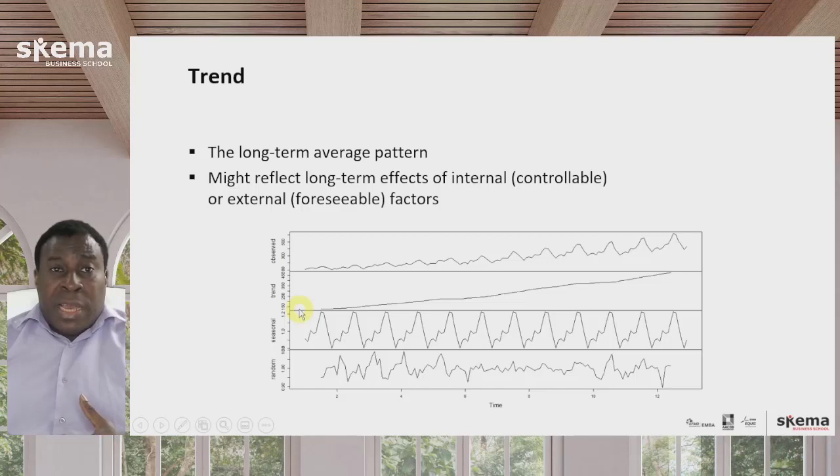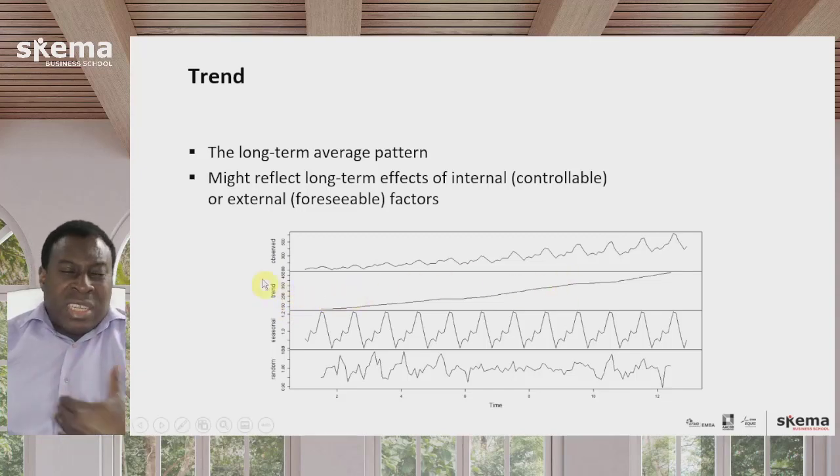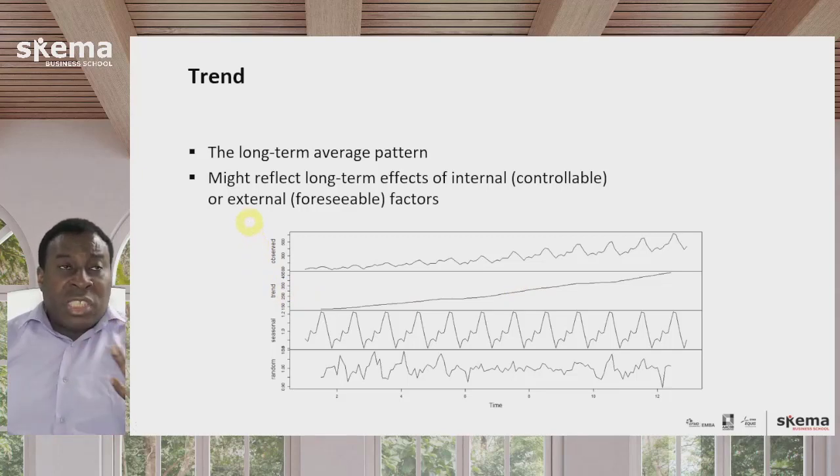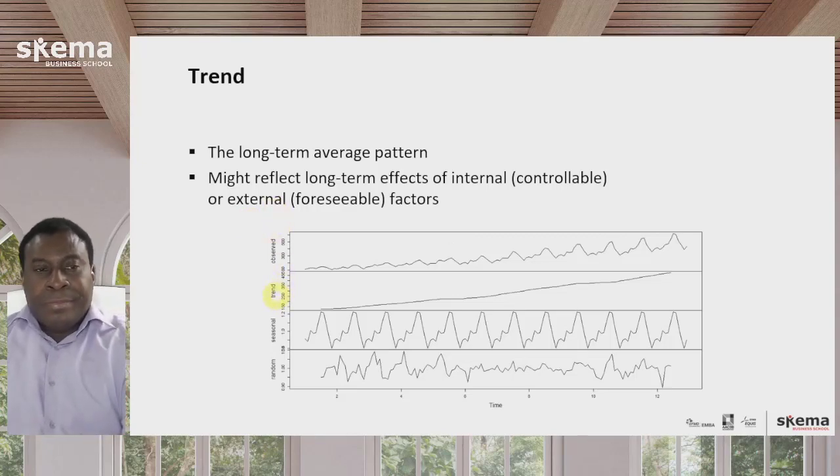So it might just be that the population is growing, and so there's more people to take flights. It might be that overall the markets for flight prices are dropping, and income is increasing. So overall, there's a long-term trend, and these are things that are not controllable, but at least a manager can foresee them and anticipate them and respond to them. So that's what trends generally represent.